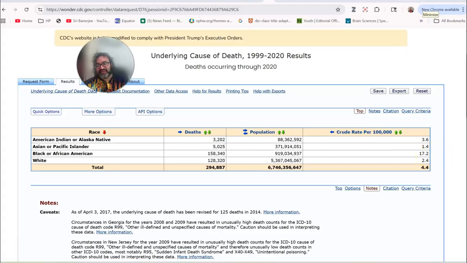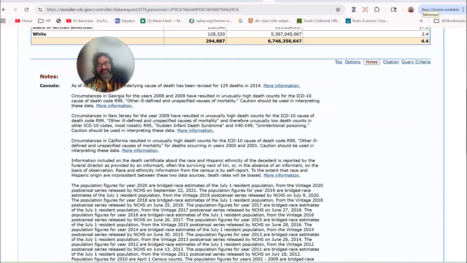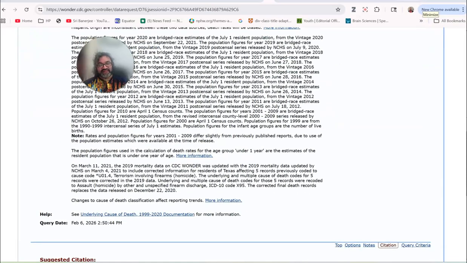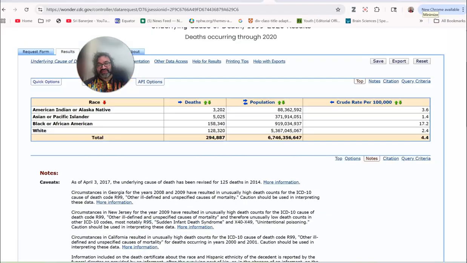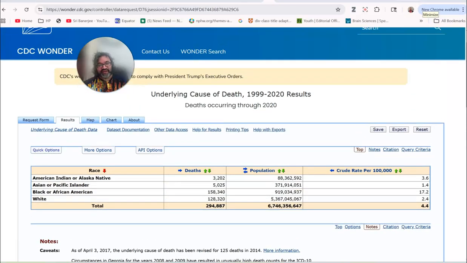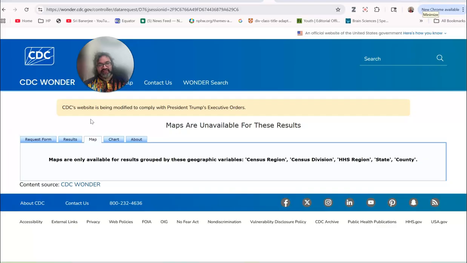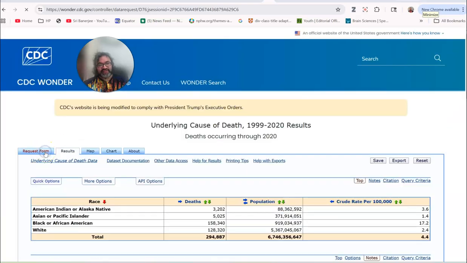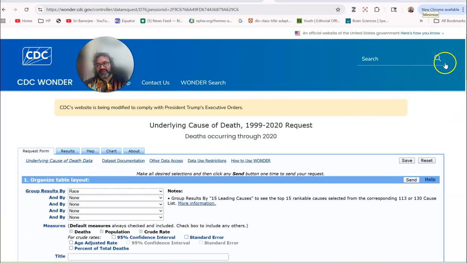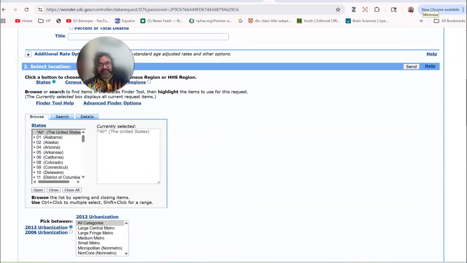So the bottom line is, first of all, NCHS or CDC Wonder is a great place to provide understanding of how this takes place. And then you can look at the racial disparities very well. You can't have a map because of how this is distributed, but you can go into the request form and change it according to what you need.